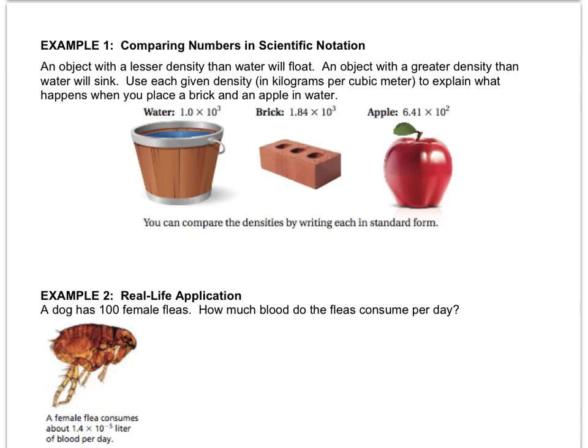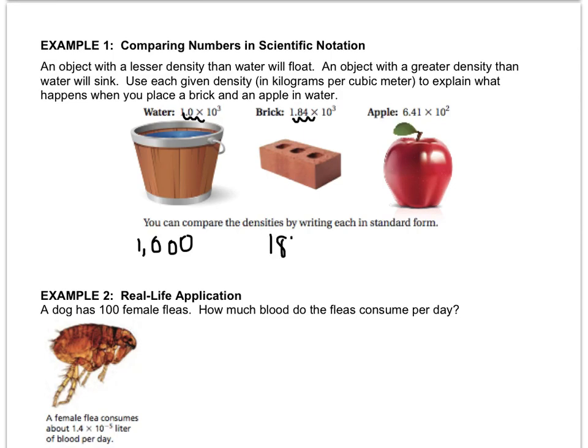Read the example and then see if you can try it on your own. If not, read the example and then play and I'll do it with you. So they give us this little hint that says you can compare the densities by writing each in standard form. So the water in standard form, well, this scoops over 3 to the right. You get 1, 0, 0, 0. So that's 1,000.